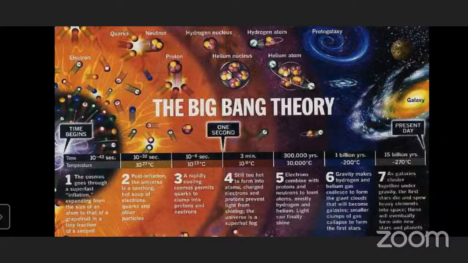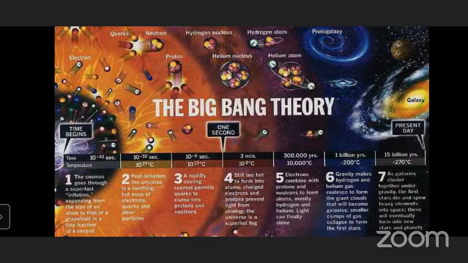After 3 minutes, the temperature cooled to 10 power 8 degrees centigrade. But this temperature was also too high for the formation of atoms. At that time, the universe was considered to be a super hot fog, like the winter fog we have now. The fog prevented the light from shining. This is the radiation era. Up to this, the radiation era completes, that is 3 minutes after the Big Bang. Then, from 3 minutes to 300,000 years later, the temperature cooled to 10,000 degrees centigrade.